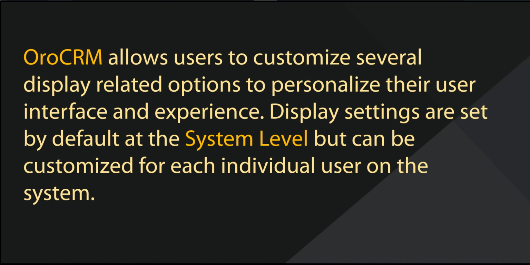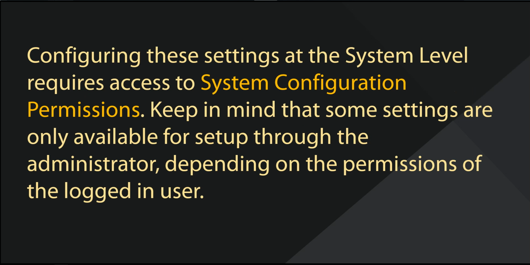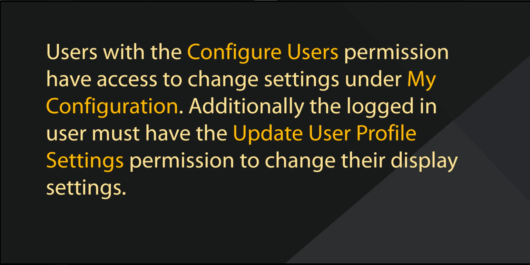Display settings are set by default at the system level, but can be customized for each individual user on the system. Configuring these settings at the system level requires access to system configuration permissions. Keep in mind that some settings are only available for setup through the administrator depending on the permissions of the logged-in user. Users with the Configure Users permission have access to change settings under My Configuration. Additionally, the logged-in user must have the Update User Profile Settings permission in order to change their display settings.